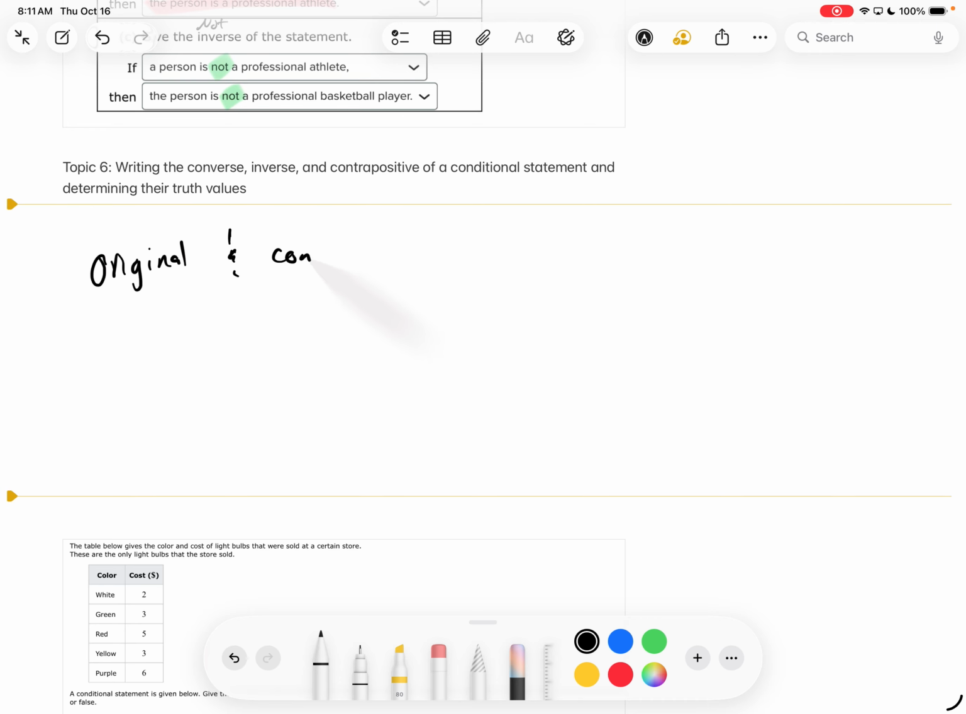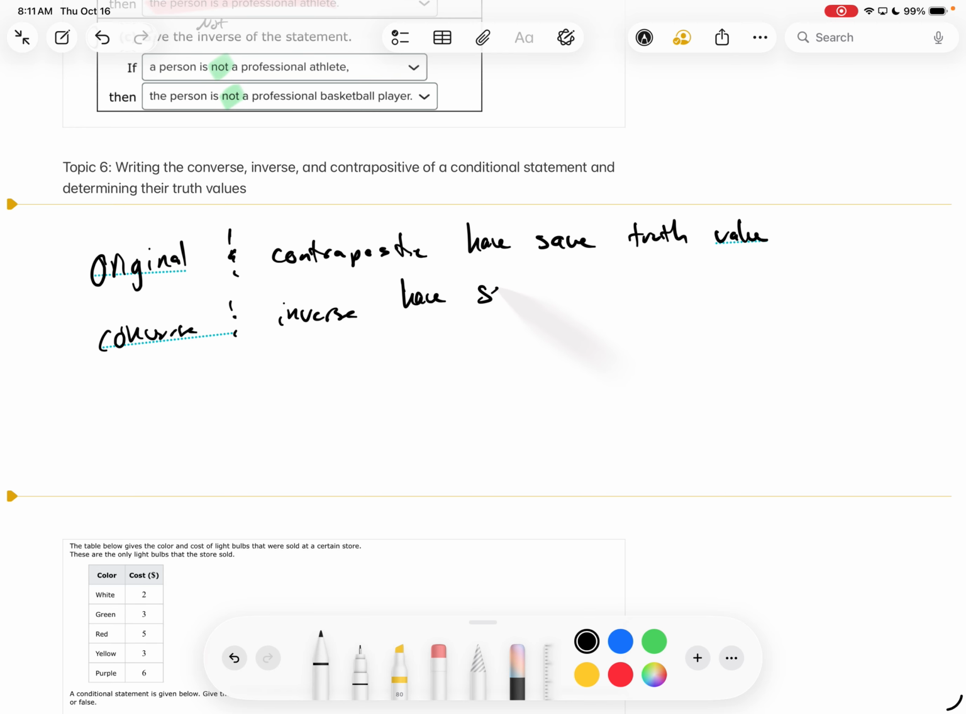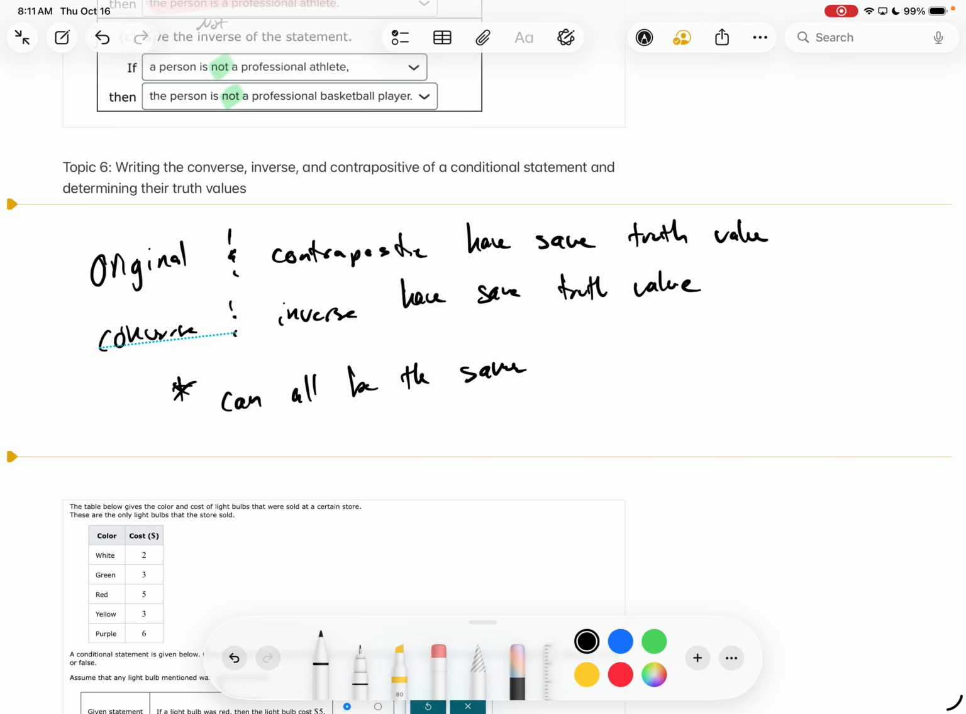Original and contrapositive have the same truth value, and the converse and inverse have the same truth value. Okay, with a note here that they can all be the same. Like the one we just did right there, they all ended up being true.